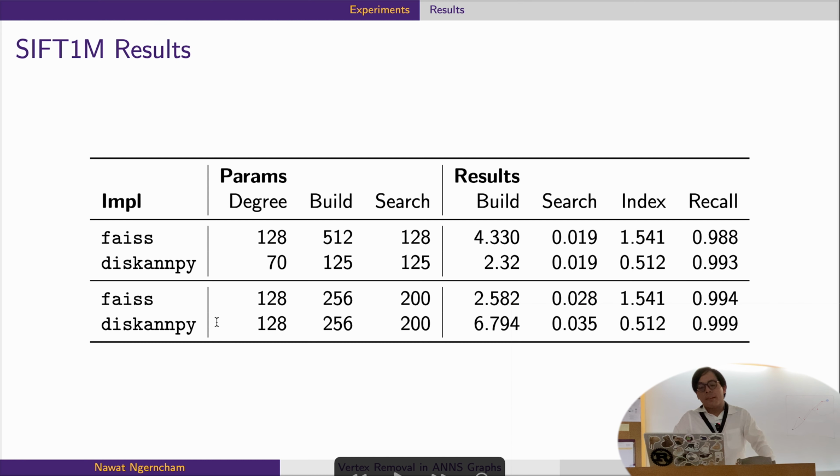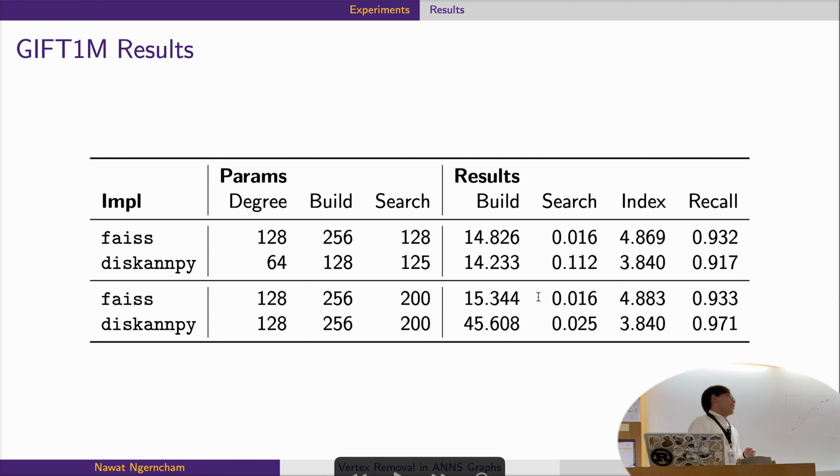So here are the results. For SIFT1M, you can see that the build time for HNSW is higher, at least for this parameter. And the search is about the same. The size of the index is larger, and the recall is a little bit lower. But if you change the parameters to be roughly the same, DiskANN-Py would still win in terms of recall and index size, but it takes longer to search, and it also takes longer to create the index.